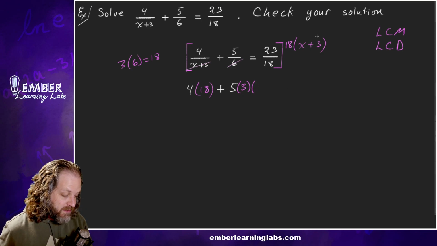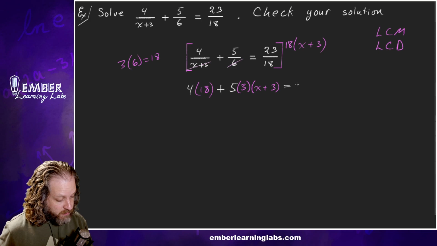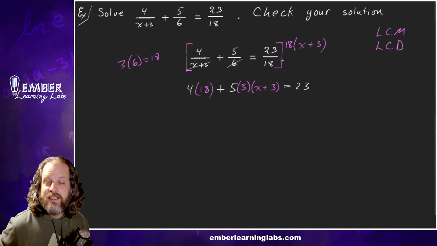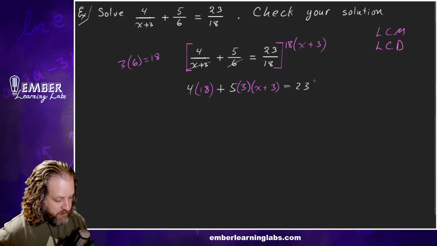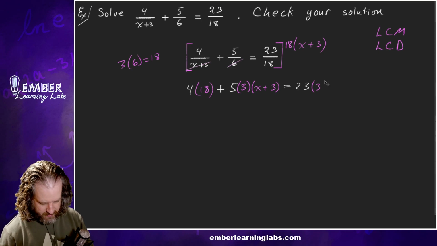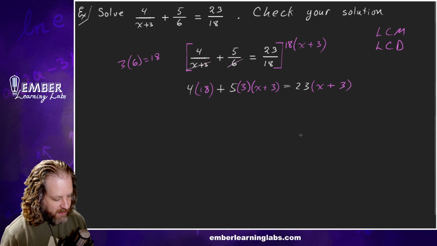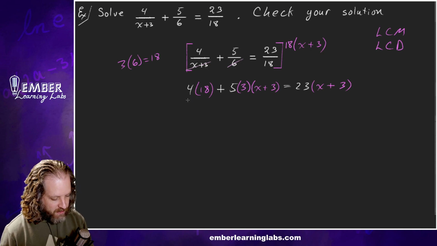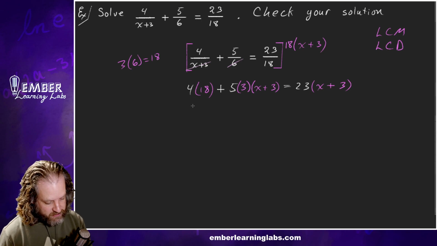And then times, now it doesn't have any of this, so we've got to put all of that. So x plus 3, right? And then equals 23 times, now what's left? 18 goes into 18 one time, so nothing there, but it doesn't have the x plus 3, so we've got to put the x plus 3. Oops, that's not an x. x plus 3, right? So now we're going to do some cleanup. It's going to get pretty straightforward at this point, right? 4 times 18 is 40 plus 32, 72.